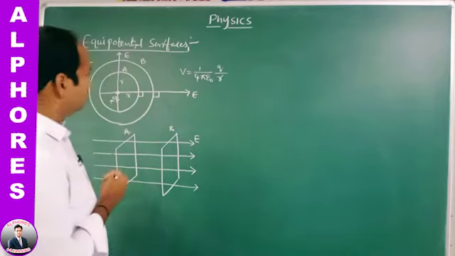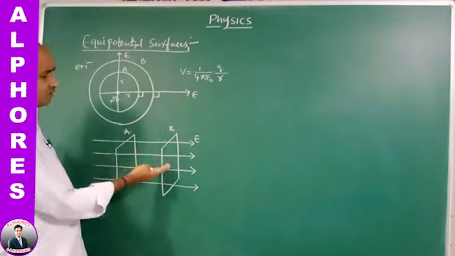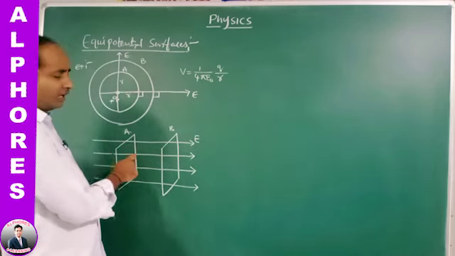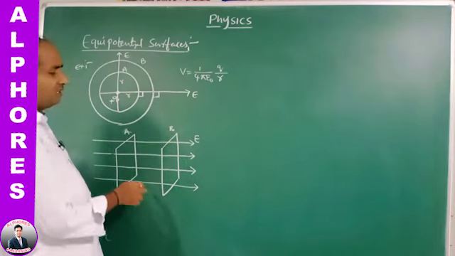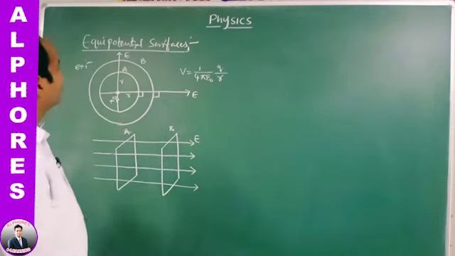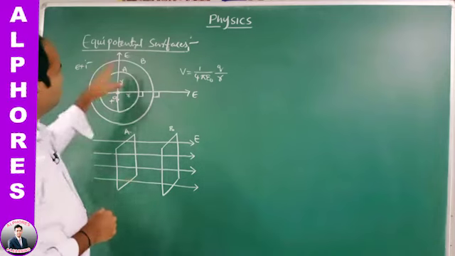So the electric field is always normal here. If you are observing this diagram, it is also normal. The electric field is normal to this plane. Electric field is always normal to the equipotential surfaces. So this is about equipotential surfaces. Okay, next.